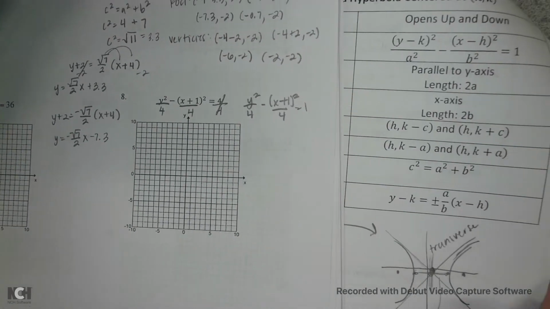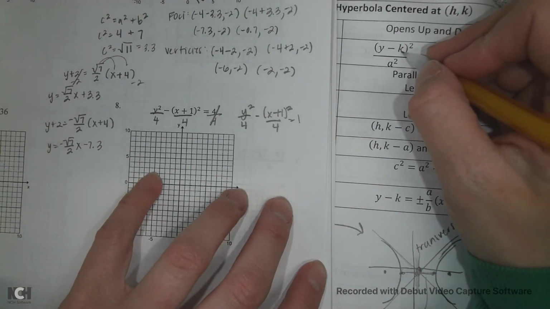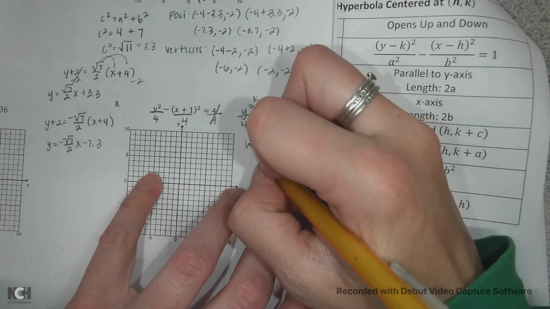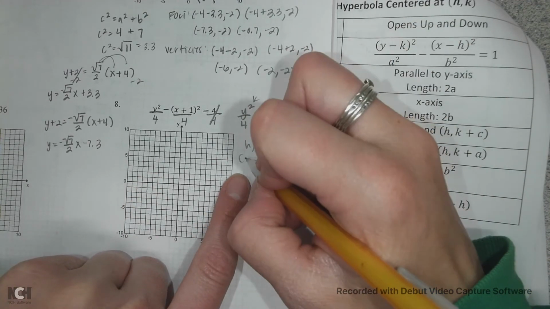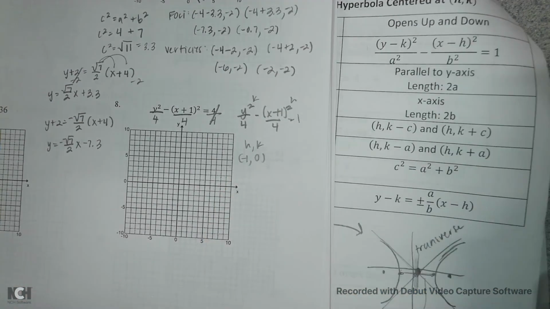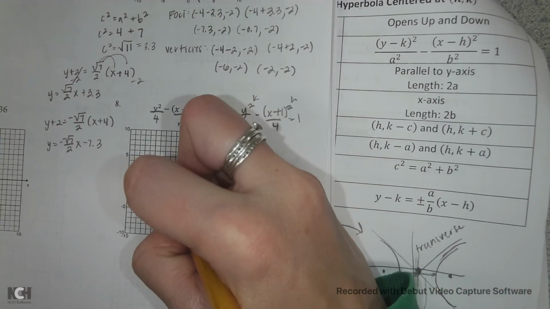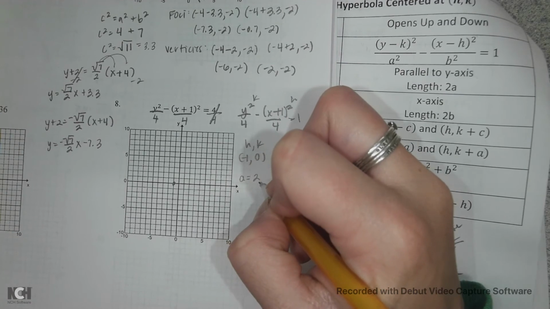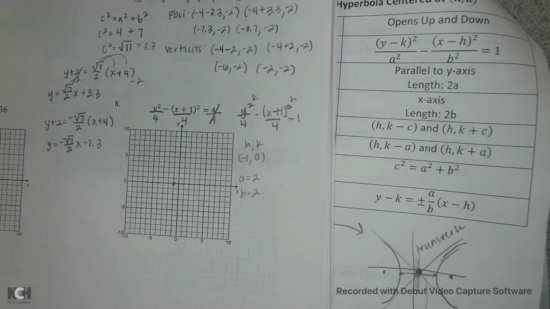Okay, and this one I'm looking at this side because y goes first. So remember, it's k and then h. But we write our center as h, k. So our center is negative 1, 0. And then we need to figure out all the other business. So negative 1, 0 is here. Our a is 2, and our b is 2 as well.